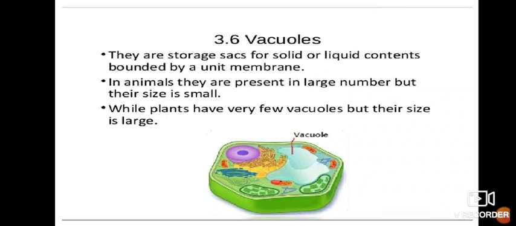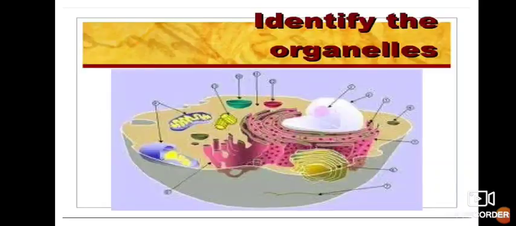Vacuoles. In case of plant cells, vacuoles are larger in size. In case of animals, they are much smaller in size. These are the organelles which help in storage of additional food substances. Now, can you identify the cell organelles here?